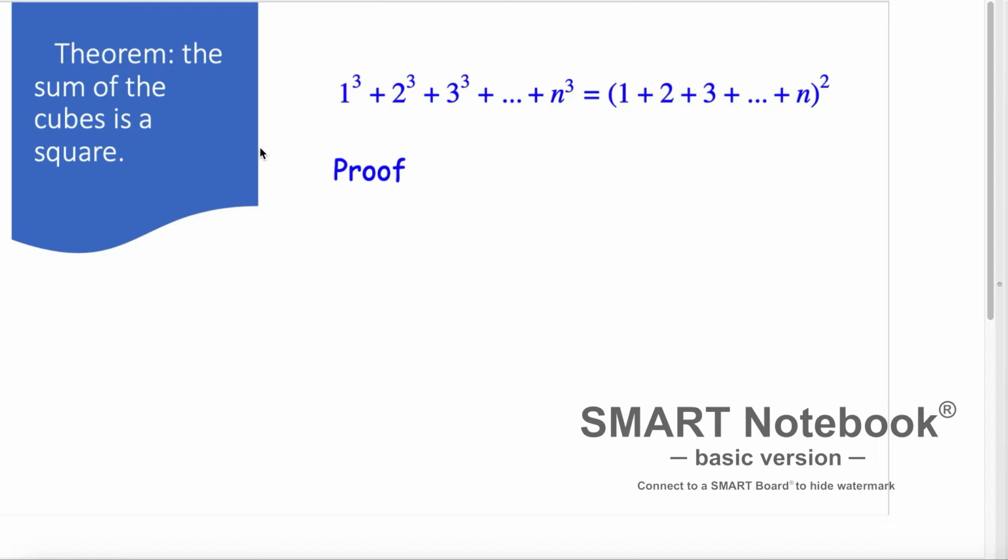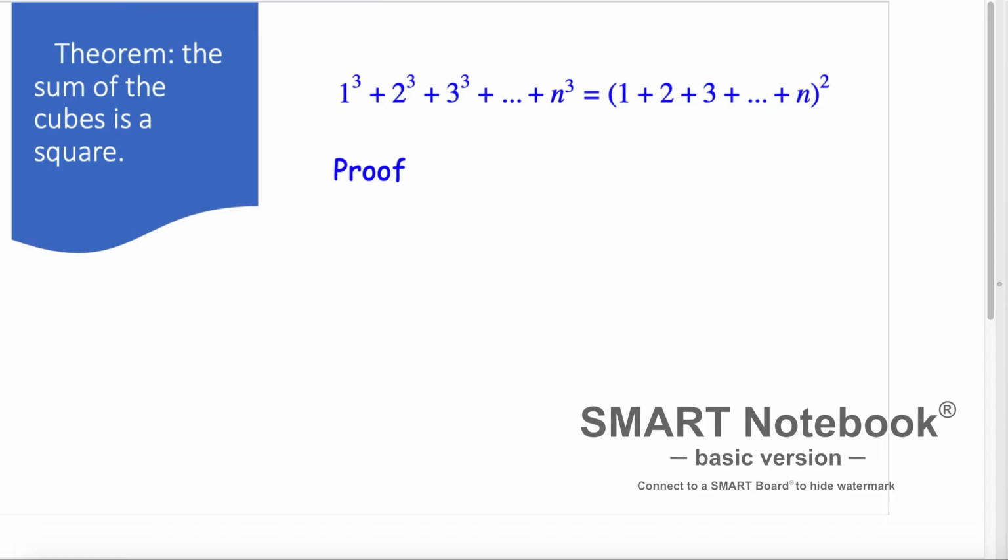The sum of the cubes is a square. Let's say we have 1 cubed plus 2 cubed plus 3 cubed plus ... plus n cubed is equal to (1 plus 2 plus 3 plus ... plus n) squared. So before we prove this statement, this theorem, let's first of all look at the right side.